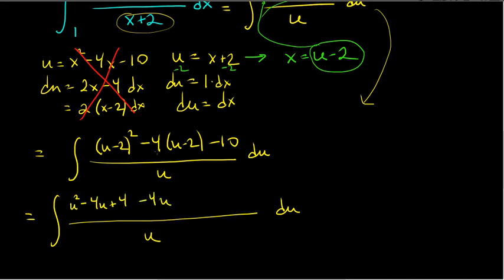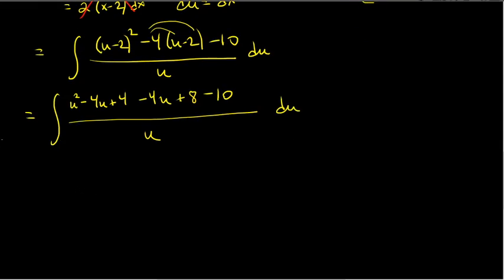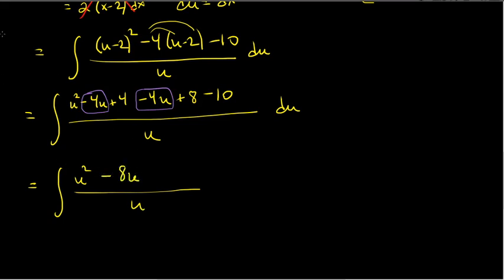Then we get minus 4 times u, right? And then negative 4 times negative 2 is positive 8 minus 10. Okay, so just combining like terms, we only have 1u squared on top here. We have, let's see, negative 4u plus another negative 4u, that's negative 8u. And then we have, what else? We have 4 plus 8 is 12. 12 minus 10 is 2. So plus 2, right? du.